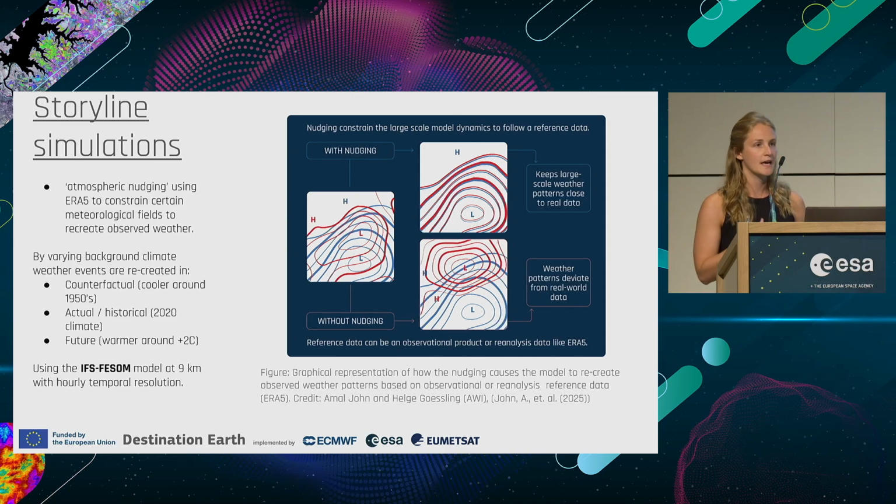And as Sebastian was saying, that in itself isn't actually interesting. But what's really novel about these simulations is we put them into different background climates. So we run the same weather in A, the present day climate, B, in a cooler climate around 1950s, and also in a future climate where we're expecting about 2 degrees of warming in a global average. And that allows us to understand the impacts of anthropogenic warming on a lived extreme event that we were all present for.